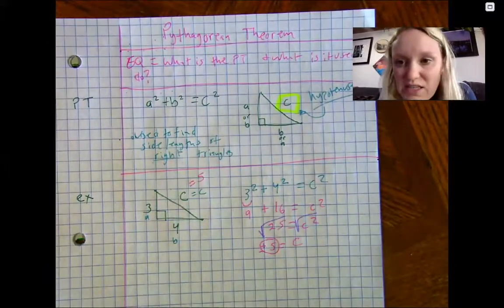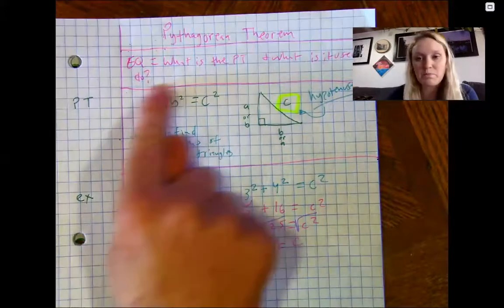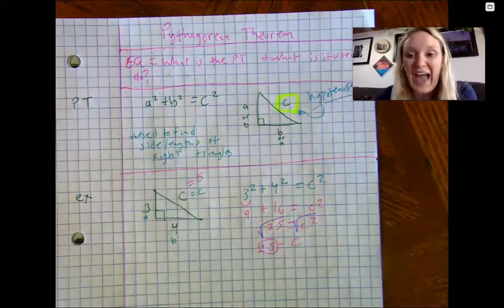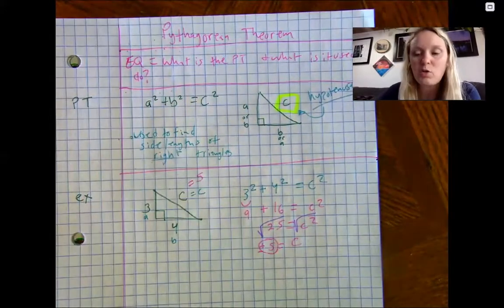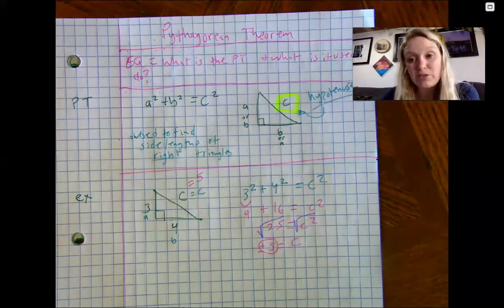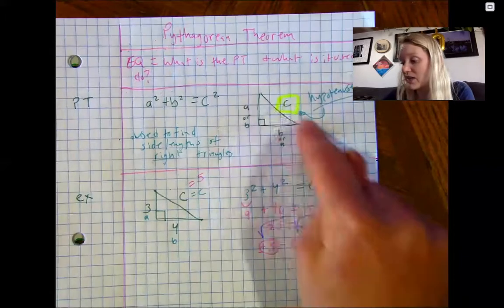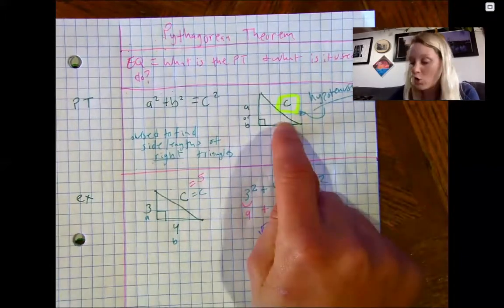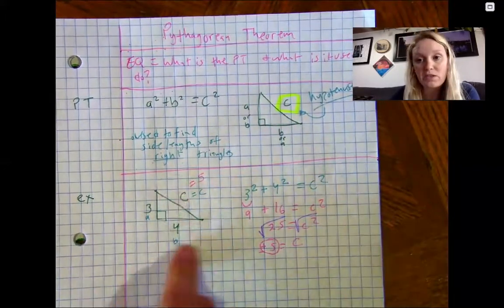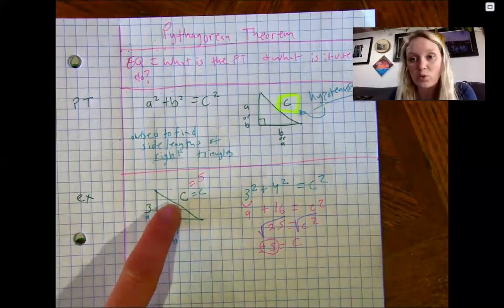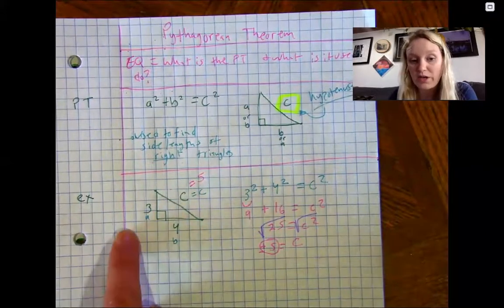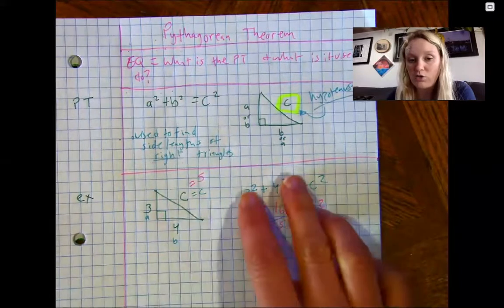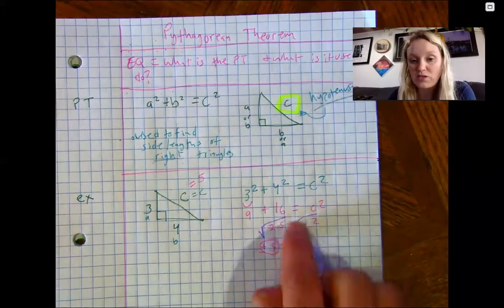Isn't that crazy? So by using this magical formula called the Pythagorean theorem, which is a squared plus b squared equals c squared, we are able to find out any of the side lengths of a right triangle. We used the Pythagorean theorem in this problem to find the hypotenuse, or c, because we just plugged in a and b. We followed the order of operations and did squaring first, then added.